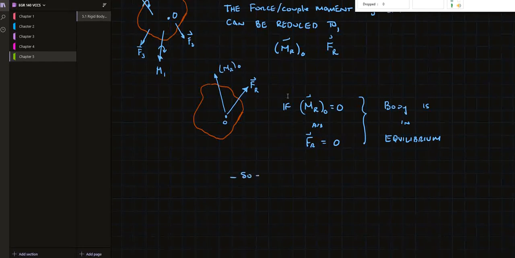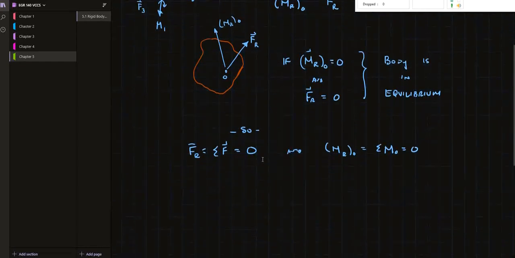So in summary, the reaction force equals the sum of all forces, and if this equals 0, and if our reaction moment equals the sum of all moments, say about O, and that equals 0, this is all that is necessary to be in equilibrium, necessary and sufficient.